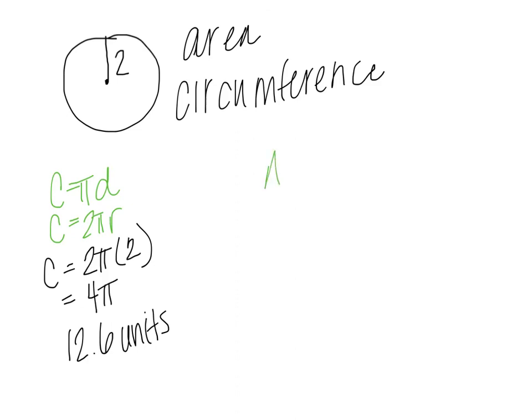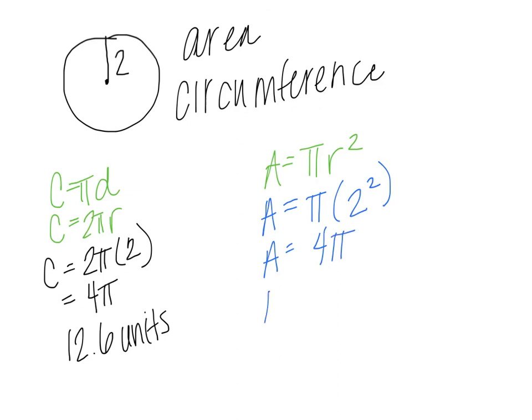Now if I'm talking about area, I know that to find area, I have to do pi r squared. And I'm already given a radius, so I can just plug that in. So my area is pi times 2 squared. Now this ends up being very similar to the other one because again I'm just going to get 4 pi, which we already solved. I know that's 12.6, but now I need to include units squared.